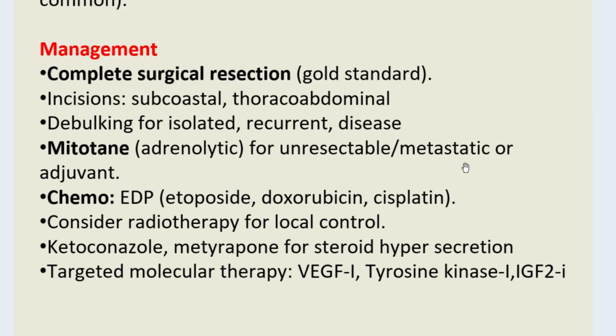Then we can use some drugs like mitotane. Mitotane is derived from DDT, which is an insecticide, and it's found to have adrenolytic properties. It kills the adrenal tissue. So for unresectable metastatic disease, you want to give adjuvant mitotane. Then you can use chemotherapy, that's the EDP, etoposide, doxorubicin, and cisplatin. Then you want to consider radiotherapy for local control.